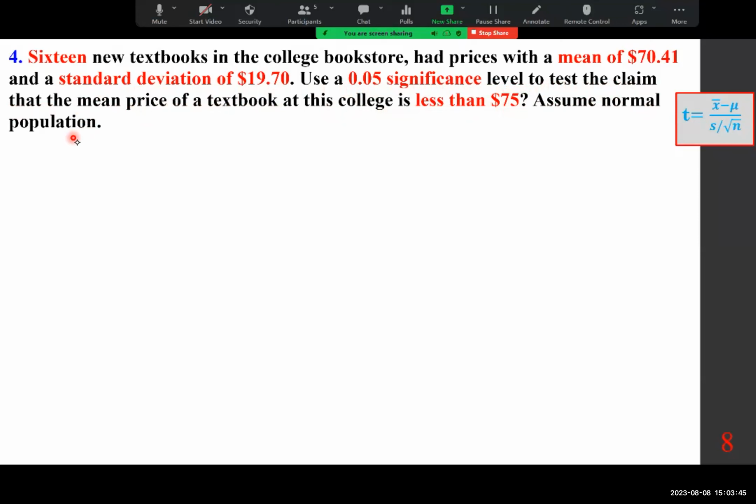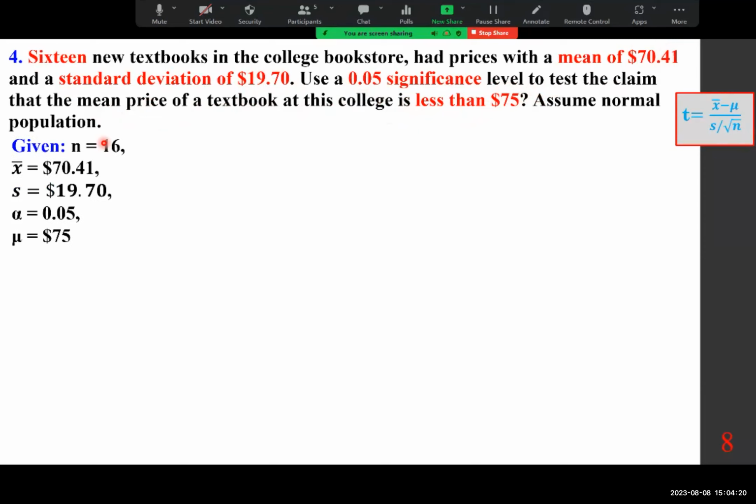That means let's write the given. The very first number is 16. That's n. Those 16 have a mean of 70.41, and those 16 have a standard deviation of 19.7. So this is x bar, this is s. Here's your significance level of alpha. And we are testing the claim that the mean price is less than this. That means this is the population mean mu.